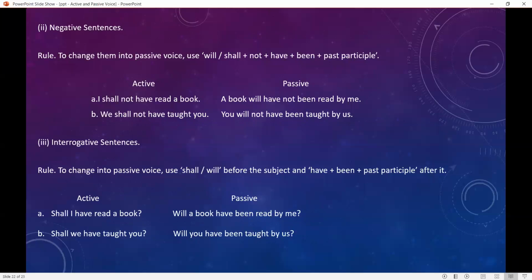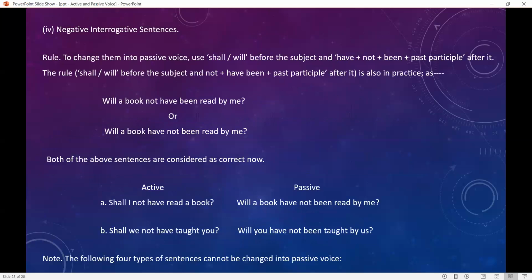Yes. Now under interrogative sentences, the rule to change into passive voice, we use shall or will before the subject and have plus been plus past participle after it. For example, under active, shall or will is supposed to be used before the subject. Shall I have read a book? Shall we have taught you? Will a book have been read by me? Will you have been taught by us? Hope you have understood the placing of all these.